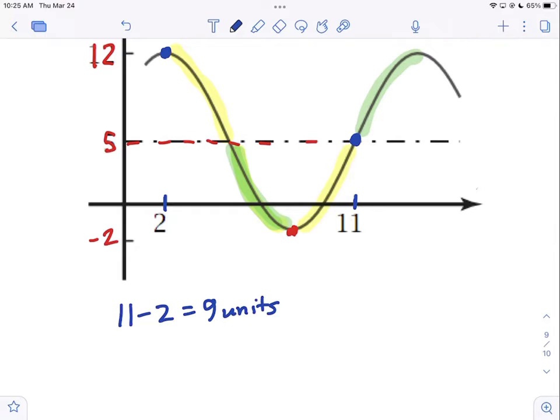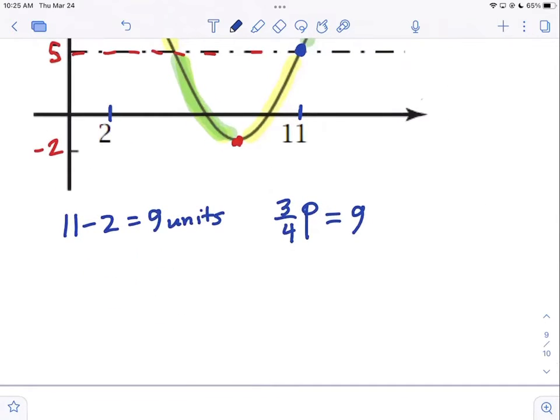So here's what I'm going to do. From 2 to 11, as Garrett said, is what fraction of a full period? 3/4. So 3/4 of the period is 9 units. Now you could probably also just partition it in your head. I mean, these are nice integer values. So if I solve for P by multiplying both sides by the reciprocal of 3/4, I get 9 times 4/3, which is 9/3 is 3 times 4 is 12. I know the period is 12.